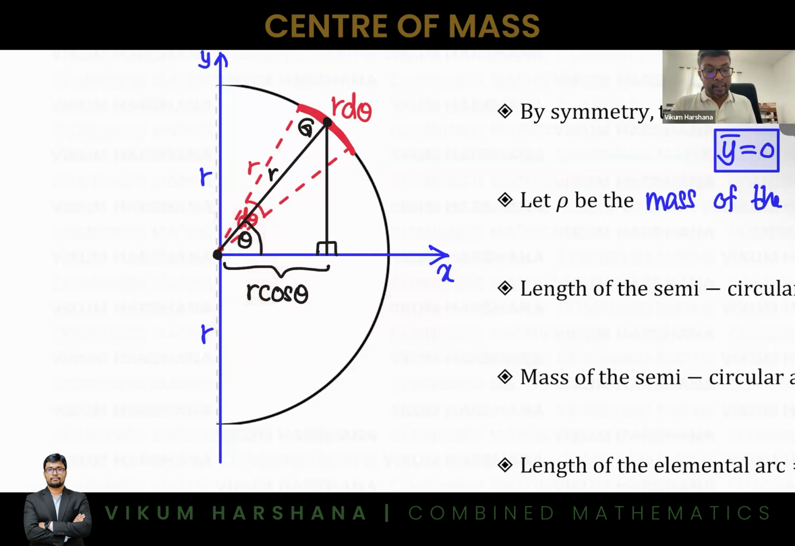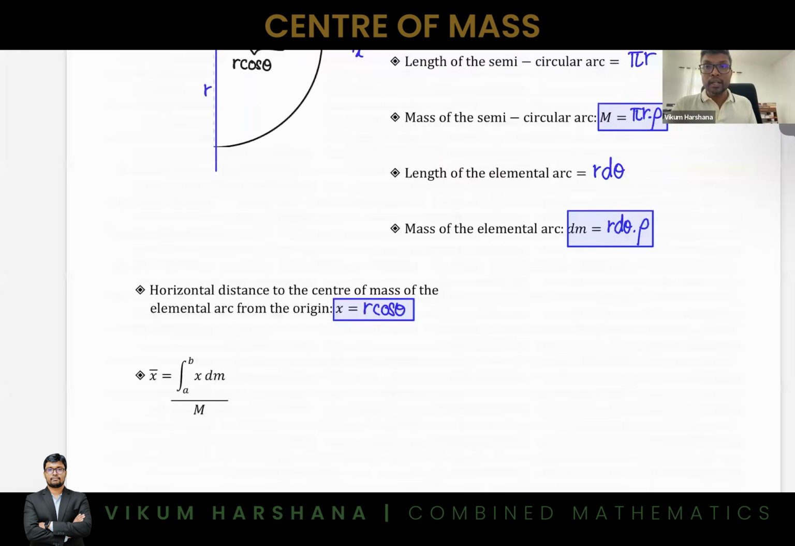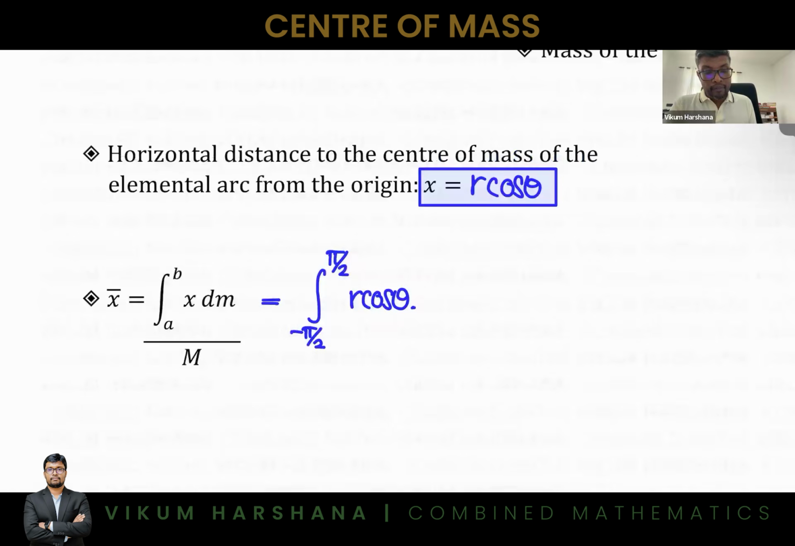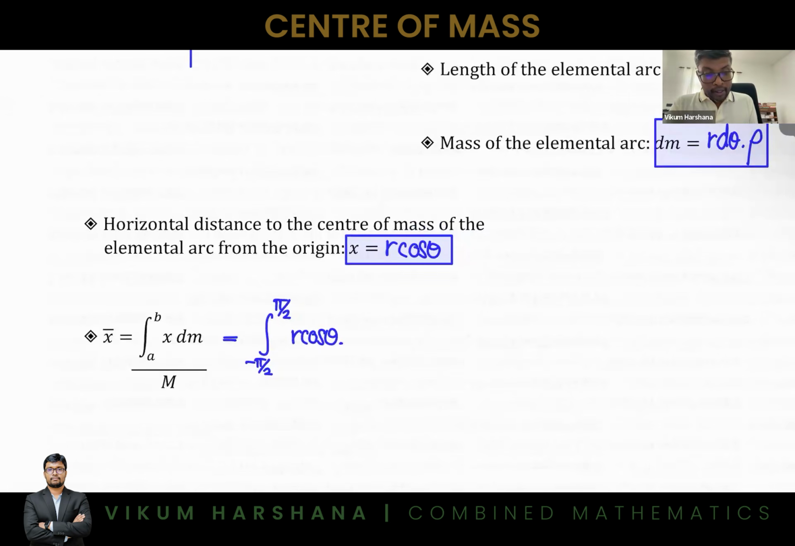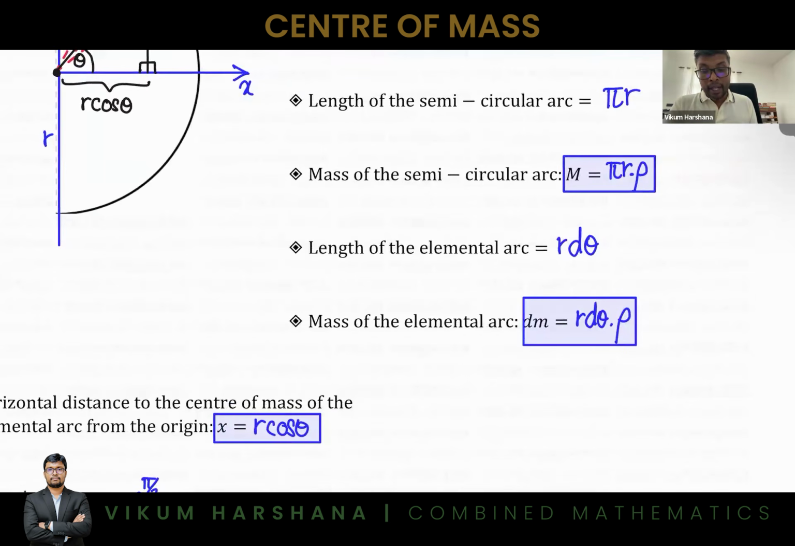When we are writing 90s, we are writing pi over 2, because why? We have to stick to radians now. Okay, so let's write integrate from minus pi over 2 to plus pi over 2. x is r cos theta. What is dm? We found everything, right? Don't worry. It's r d theta rho, divided by, what is capital M? It's pi r rho.